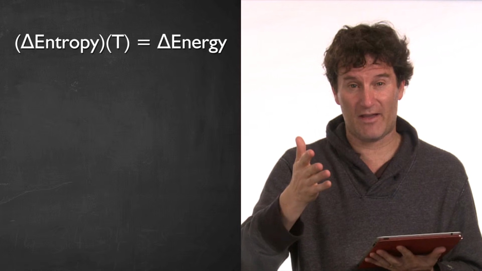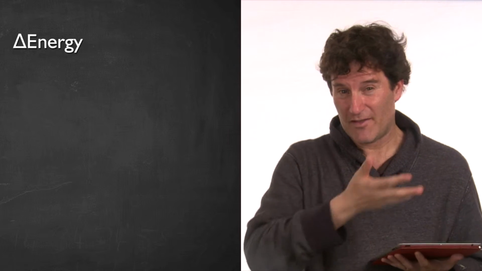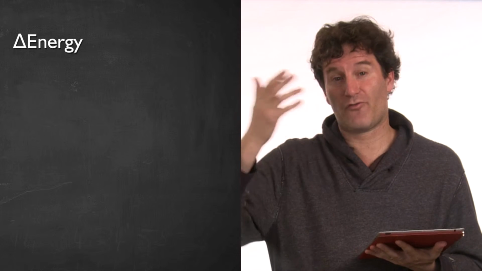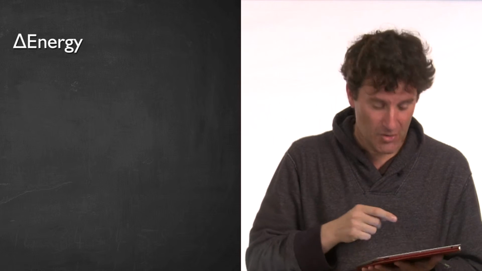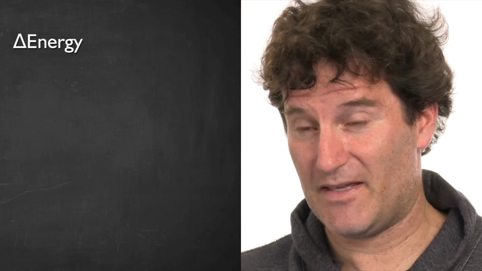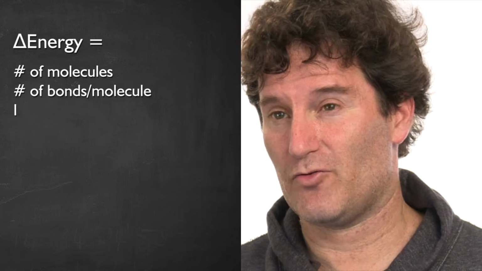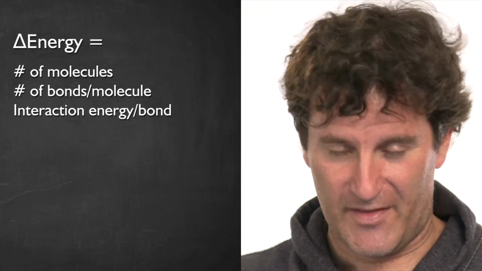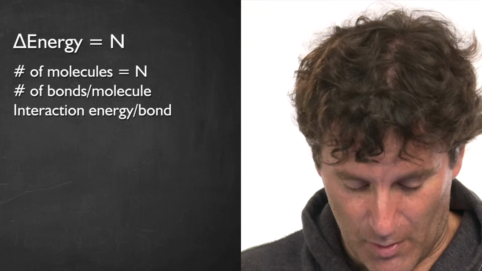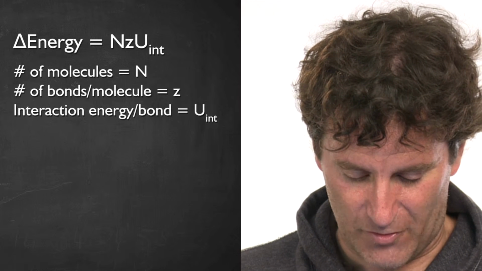And so let's now calculate those two things. Let's do the energy first. So now if you think about a liquid, the molecules are all close to each other and are touching, whereas when you think about a gas, the molecules are far from each other and not touching. So the total energy in a liquid is the number of molecules times the number of bonds per molecule times the interaction energy per bond. So let's call the number of molecules capital N. Let's call the number of bonds per molecule little z, and then we're going to multiply that by U interaction.